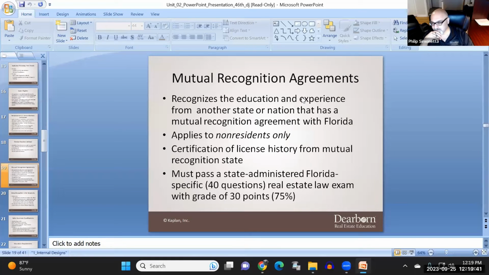So if you're in another state doing business there, now if you're not in the military, right? If you're in the military, you wouldn't have to do this. But if you're not in the military, you have to take a 40-question test. Okay? And you would get your Florida license. That's called mutual recognition. There's like 11 or 12 states that do that.